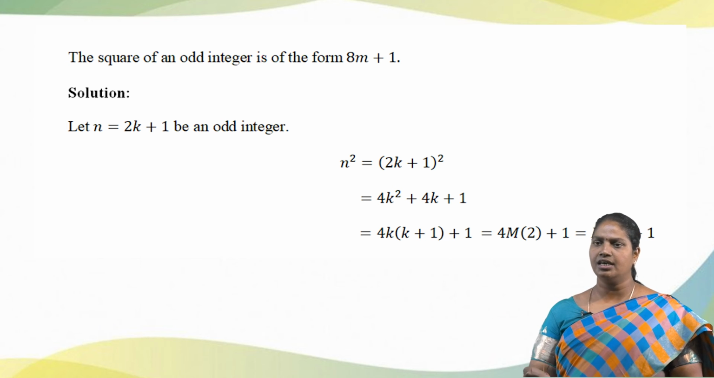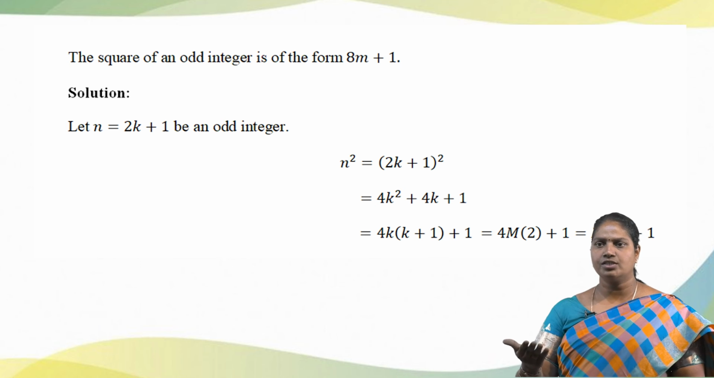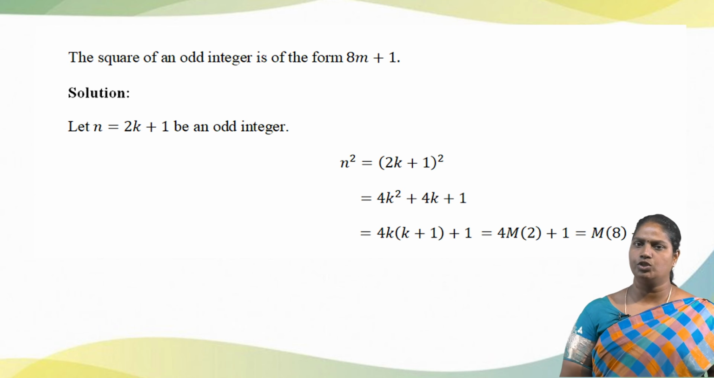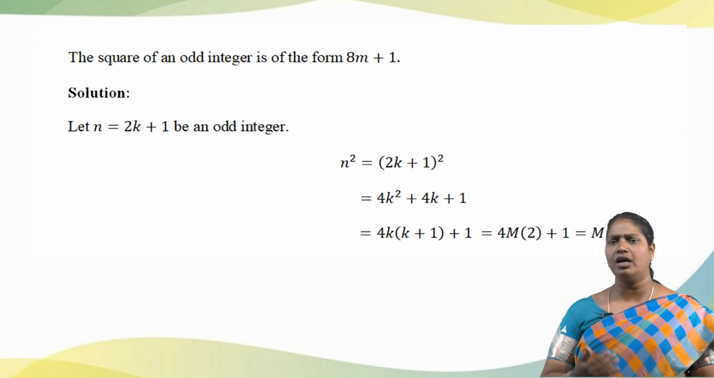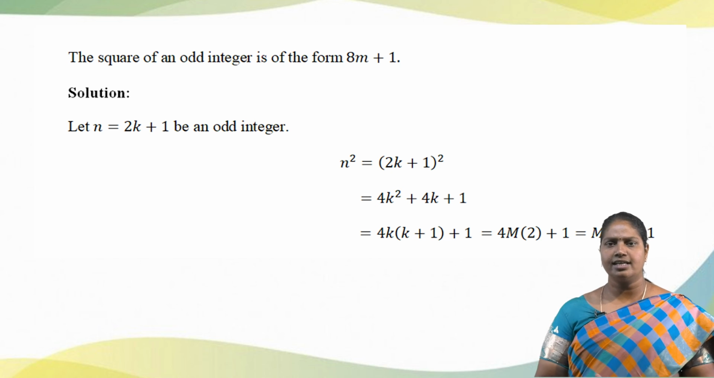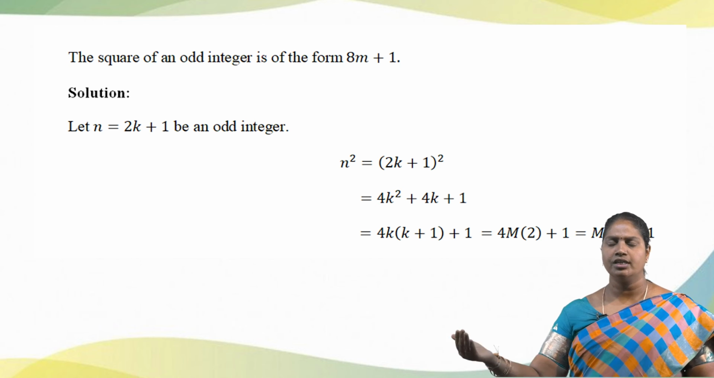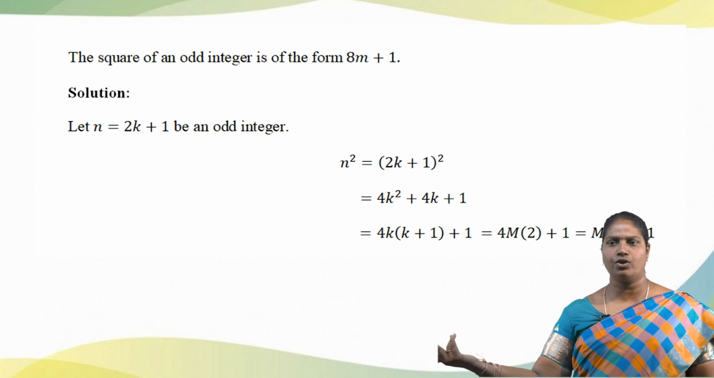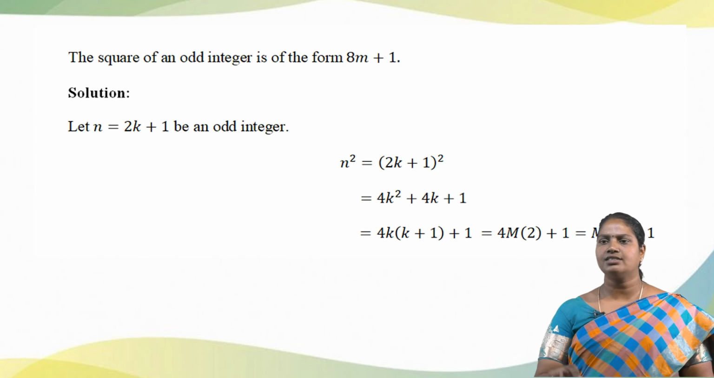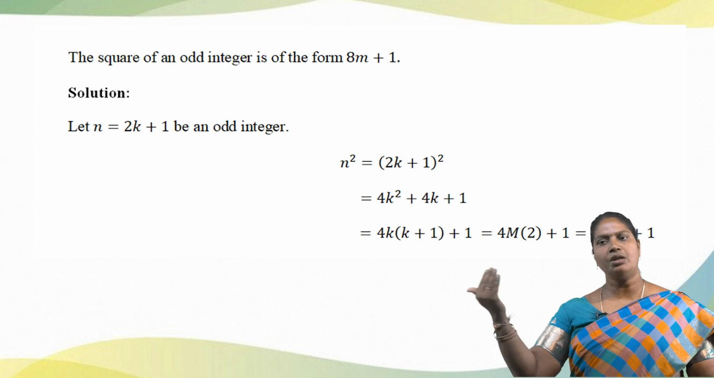So we are considering the square, that is n square equal to (2k plus 1) the whole square. We are well aware of the formula (a plus b) the whole square, that is nothing but a square plus 2ab plus b square. So it leads us that n square is nothing but 4k square plus 4k plus 1, and we can rewrite this as 4 times k(k plus 1) plus 1.